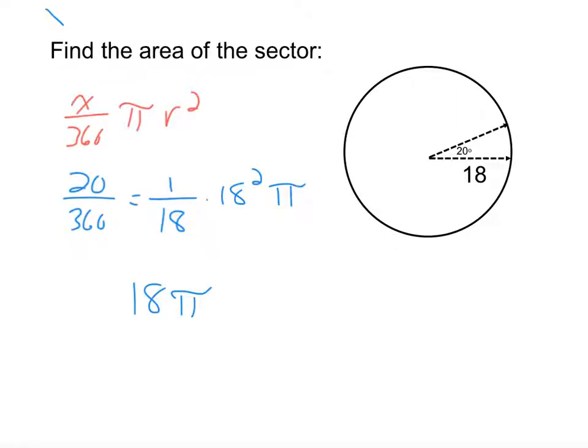Okay, you should have found you had 18 pi as your final answer. How I got that is I used my formula, central angle over 360 times pi r squared. You can see my central angle is 20. 20 over 360 reduces to 1/18. In this case, coincidentally, my radius was 18, so it's 1/18 times 18 squared. One of those 18s is going to cancel, so I'm just left with 18 times pi, or 18 pi, and that's the area of my sector.